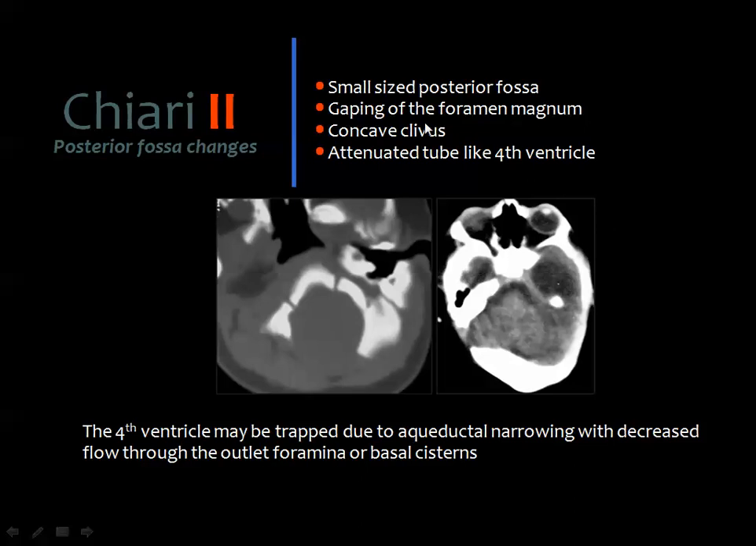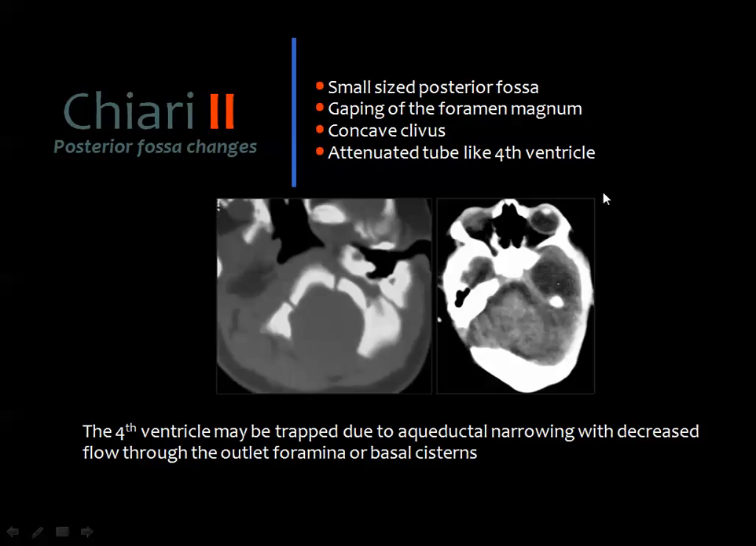Number two, gapping of the foramen magnum. The foramen magnum is widened to accommodate the descent of the structures coming from the posterior fossa into the upper part of the cervical spinal canal. Number three, concave clivus. The clivus normally has a straight posterior border, and in this condition, it has a concave posterior border in order to add more capacious space to the foramen magnum.